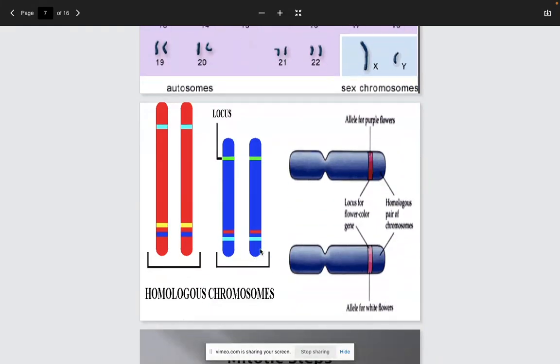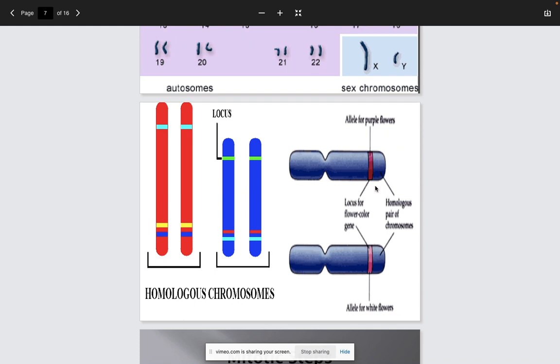So these are homologous chromosomes here. As you can see, these two chromosomes are genetically the same. A locus is just where genes are present on a chromosome. Here, this is a locus for the flower colored gene, and it's showing you here the homologous chromosomes. This is the allele for the white flower. This is the allele for the purple flower.